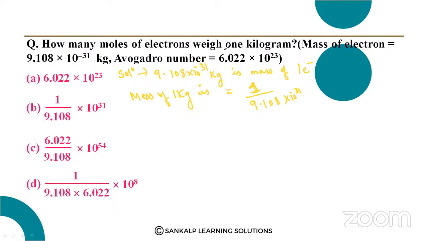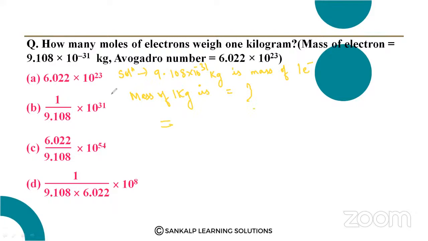So whenever the number of entities is given, what you have to do is take the number of particles at standard temperature and pressure and divide by Avogadro's number. What is the first step? What is given is the mass of one electron, which is 9.108 into 10 raised to minus 31 kilogram. So what is the mass of 1 kg? For simplicity, you can just write a question mark here. So cross multiply.